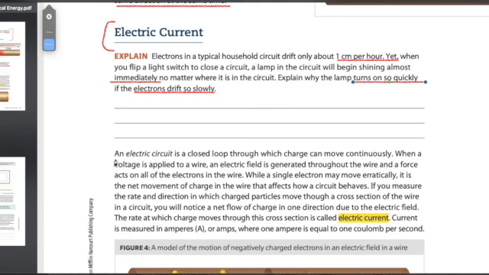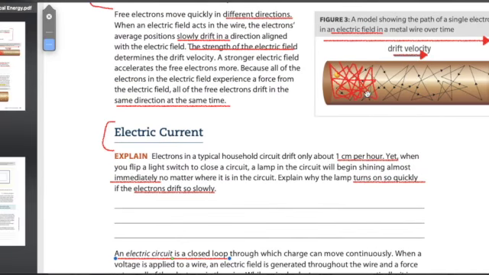An electric circuit is a closed loop through which charge can move continuously. When a voltage is applied to a wire, an electric field is generated throughout the wire, and a force acts on all of the electrons in the wire. While a single electron may move erratically, it is the net movement of charge in the wire that affects how the circuit behaves. So up here we have our one electron looking at the black line, our one electron bouncing all around, but drifting to the right here.